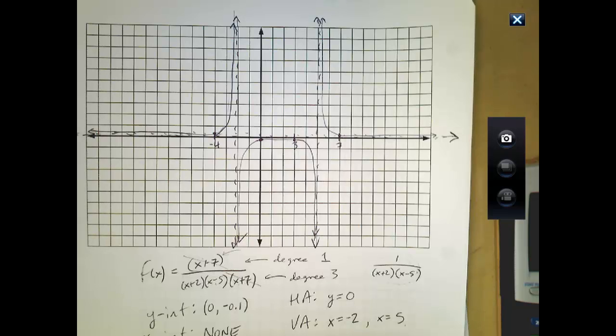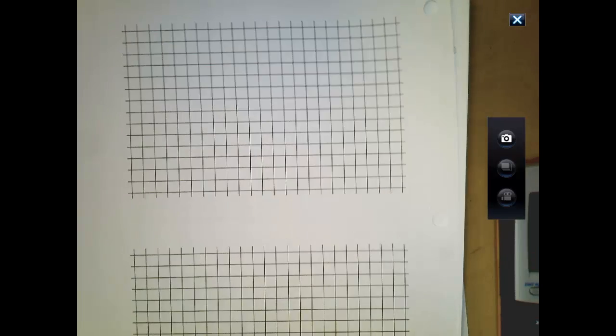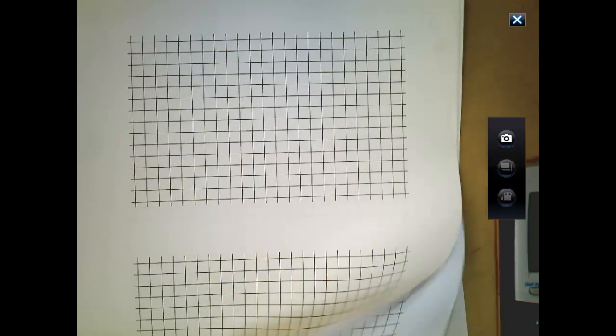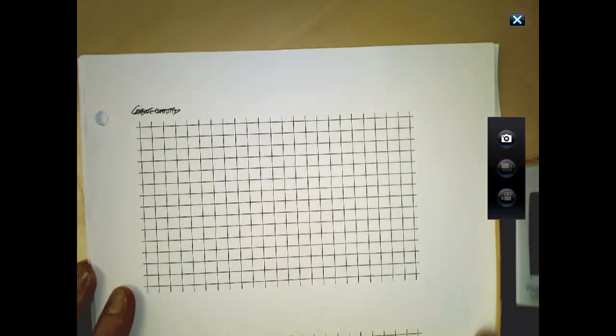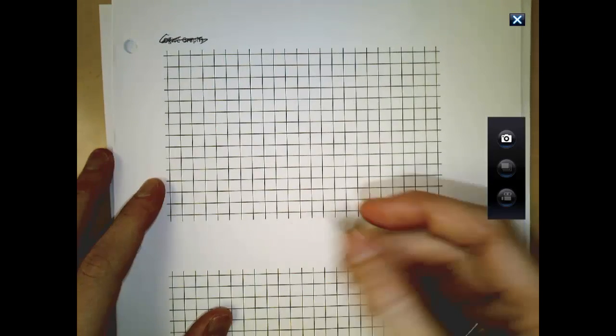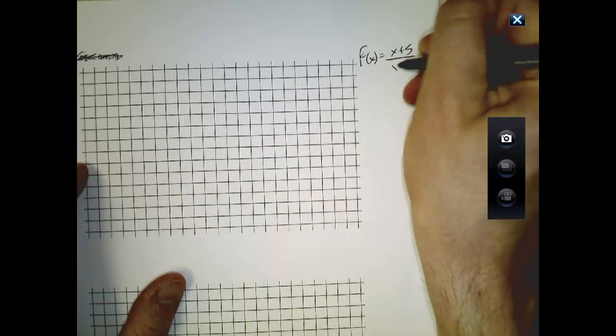Now I talked a long time, so I'm going to do, I think, a couple more examples, but I'm going to do them a lot faster. Okay, so let's do a couple more. And these are also what we did in the team drawing activity. So, on the side here, f of x equals x plus 5 over x plus 6.